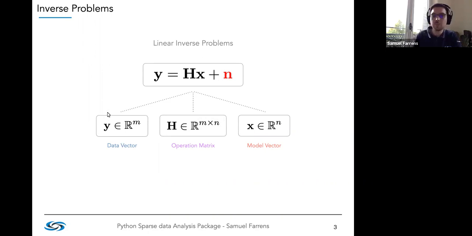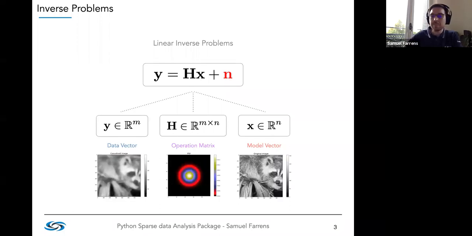So, some data vector that we obtain, acquire, or observe, some operation matrix that distorts that data or changes that data in some way, and then some model vector or some true data set that we want to recover. So, the inverse aspect of this is that, of course, we observe this object and we're trying to recover that object there. A concrete example might be something like observing an image of a raccoon.